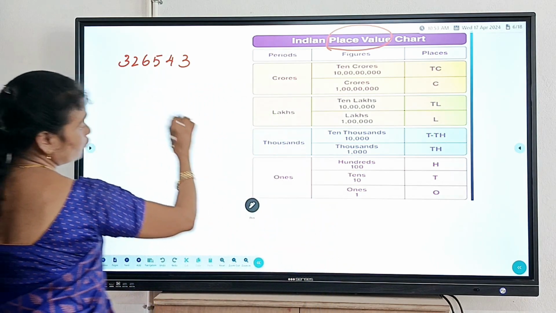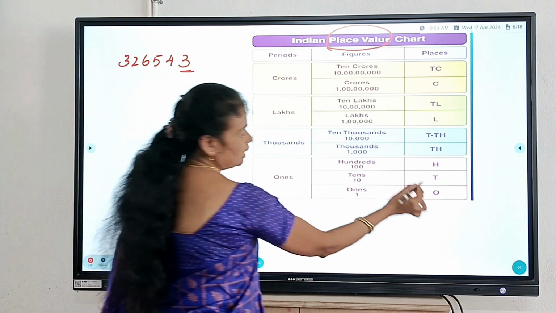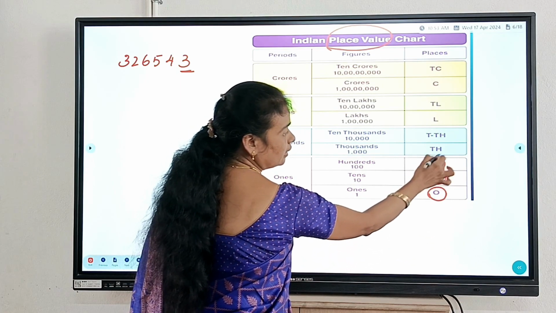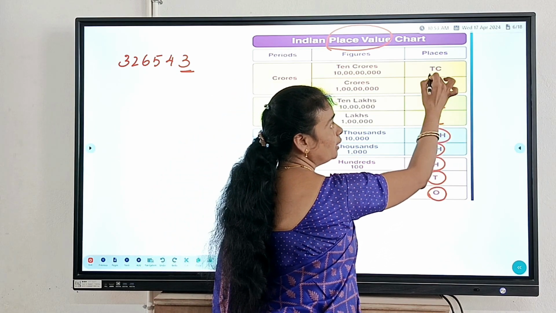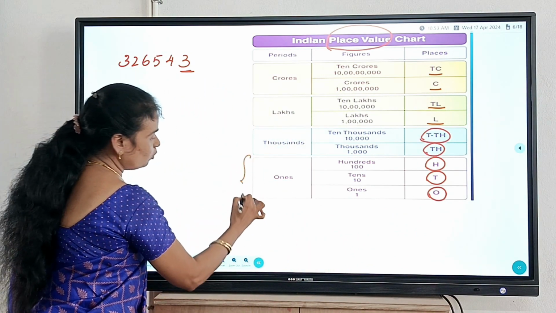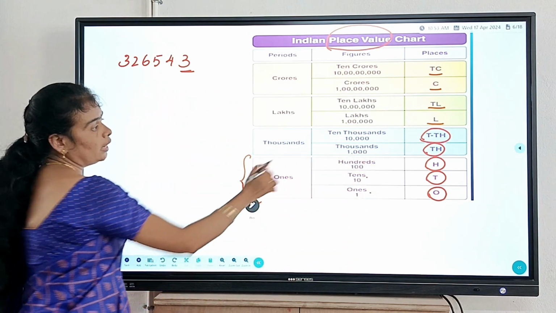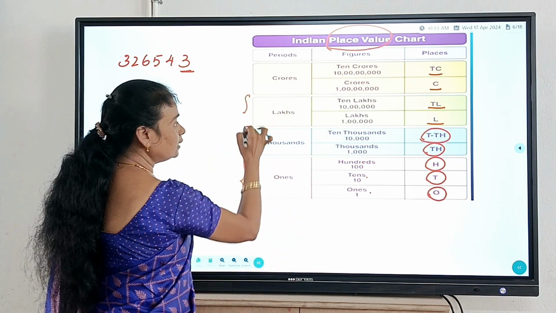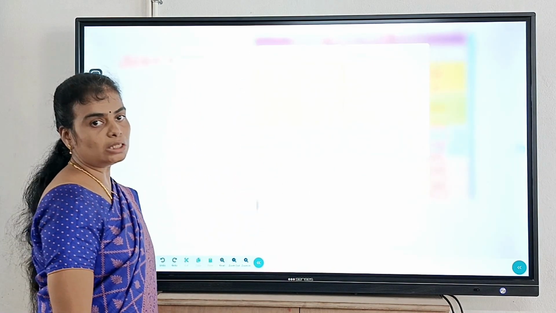In the Indian system of numeration, starting from the right corner, the last digit will be ones, the next one is tens, next hundreds, next thousands, 10,000s, lakhs, 10 lakhs, crores and 10 crores. So in our Indian system, ones, tens and hundreds will form one group. Thousands and 10,000s will form another group. Lakhs and 10 lakhs another group. And lastly, crores and 10 crores will form another group.